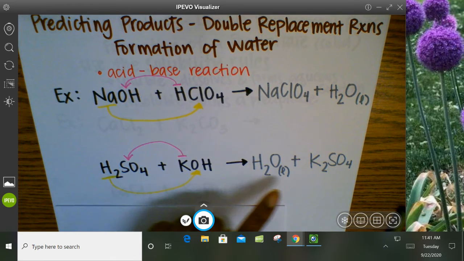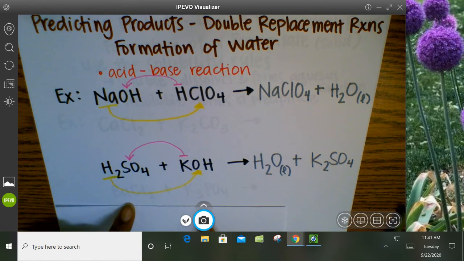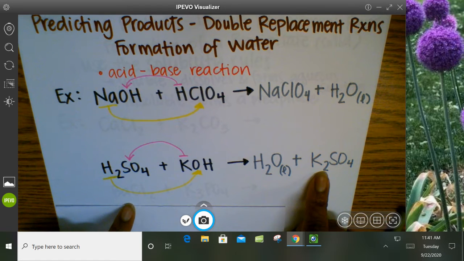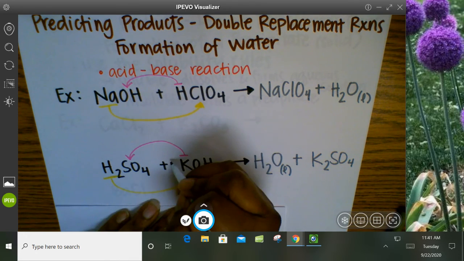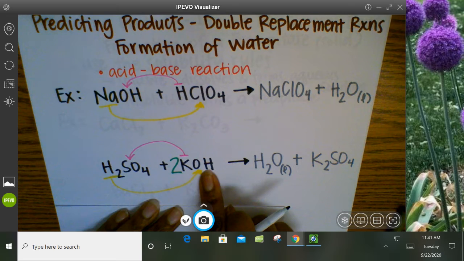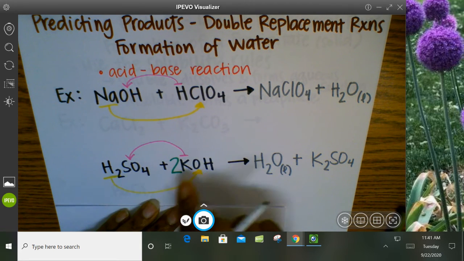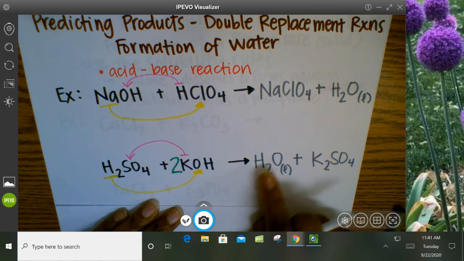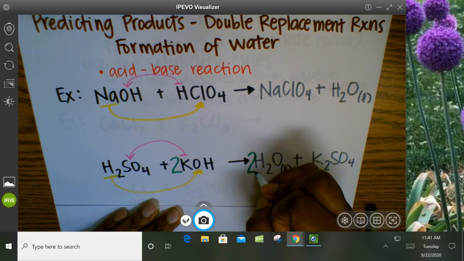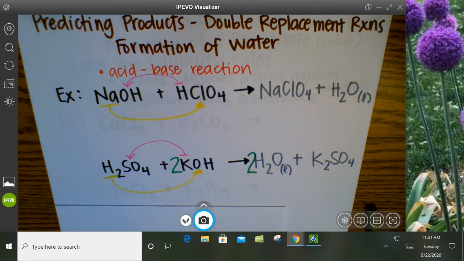Okay, but this equation right here is not balanced because there are 2 potassium ions here, but only 1 right here. And so if I put a 2 in front of the KOH, now I have 2 potassium ions. I have 4 hydrogens and 2 oxygens, and on the other side I have 2 hydrogens and 1 oxygen. So I'll place that 2 in front of the water, and now this equation is balanced. And so that's what's happening with the formation of water from a double replacement reaction where you have an acid reacting with a base.